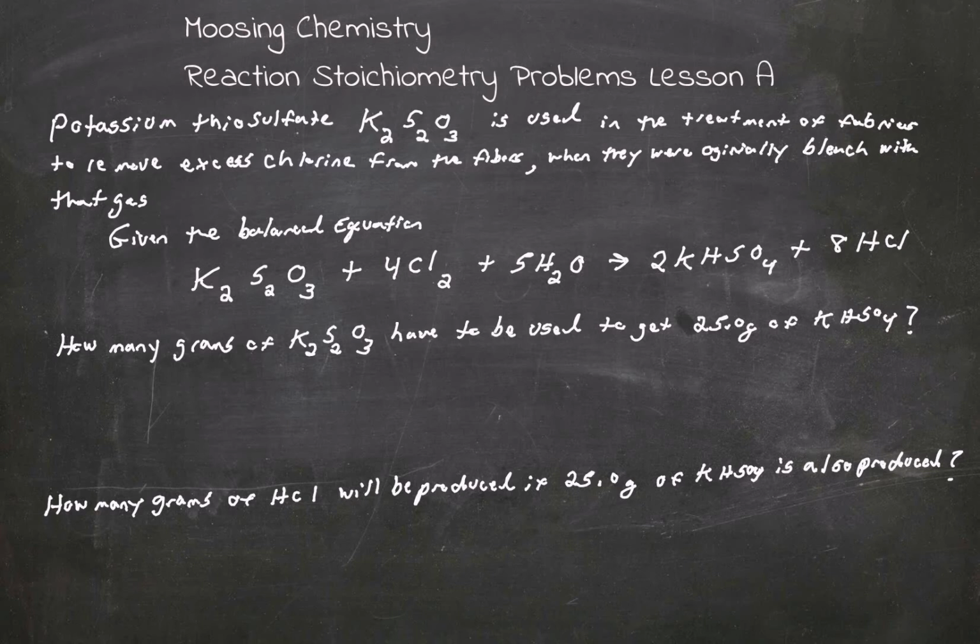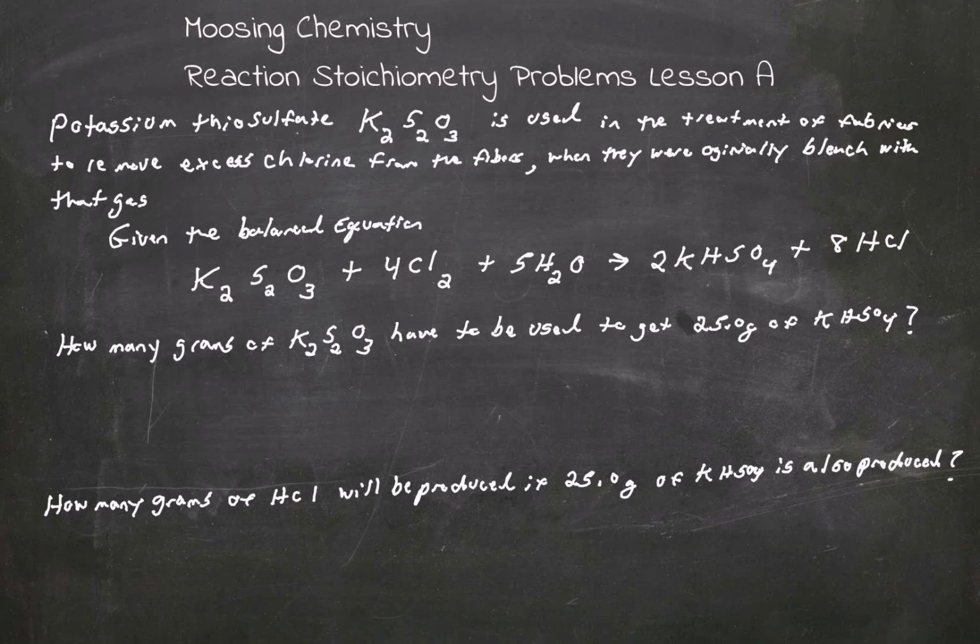This is Reaction Stoichiometry Problems Lesson A. In this situation, we know how many grams of product we have, so we need to know how many grams of reactant is needed to get those grams of that product. So let's look at this problem.